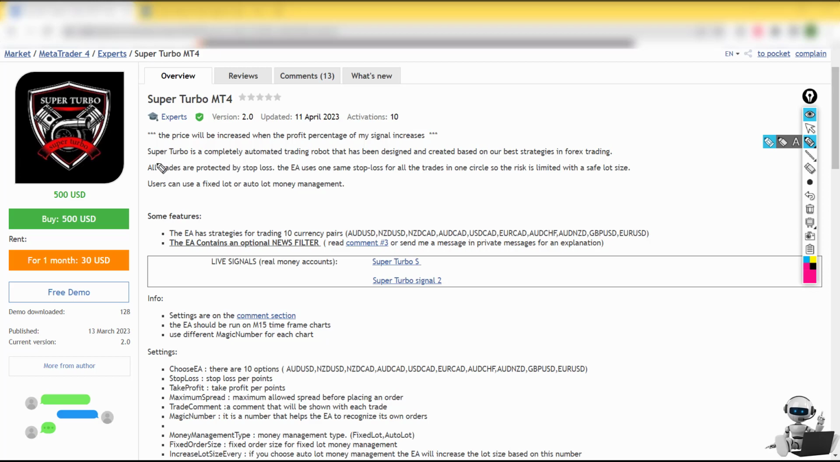So you can see, Super Turbo is completely automated trading that has been created on the best strategy in Forex trading. So what is that strategy? We don't really know. The creator does not explain what this EA is about, but we know this EA was designed and created by someone from Bangladesh, I believe. He is quite smart, he makes some good EAs.